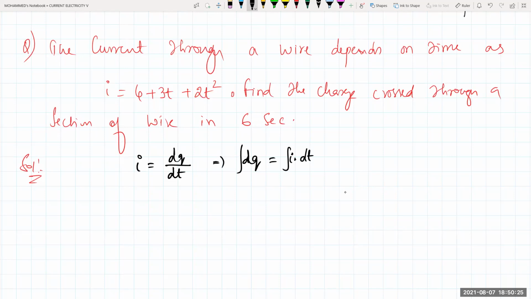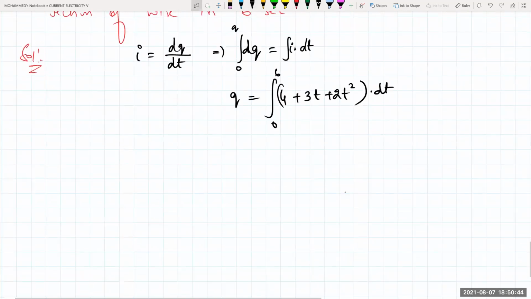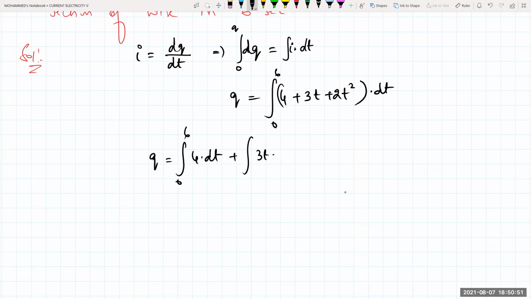So we need to do integration. The integral of dq from 0 to q is q. That equals the integral of I, which is 4 plus 3t plus 2t square, times dt. The limits are 0 to 6 seconds. So Q equals the integral of 4 dt from 0 to 6, plus the integral of 3t dt from 0 to 6, plus the integral of 2t square dt from 0 to 6.